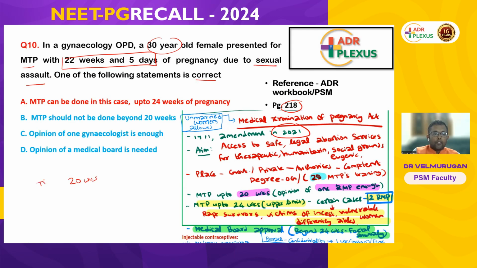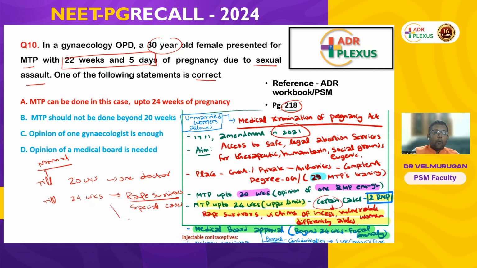Till 20 weeks, with the opinion of one doctor, we can do MTP. Till 24 weeks, this is in normal cases. So 24 weeks is in case of special cases like rape survivors, victims of incest, vulnerable women, differently abled women. In these cases, we can do it till 24 weeks.